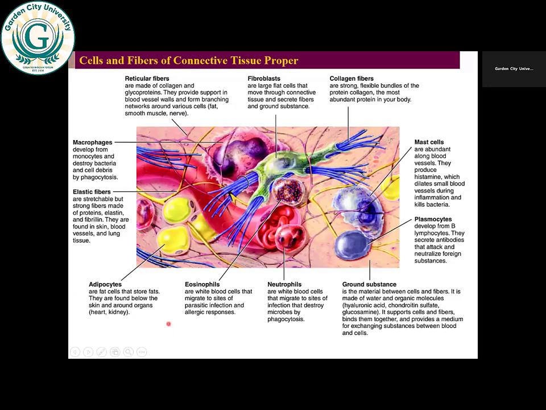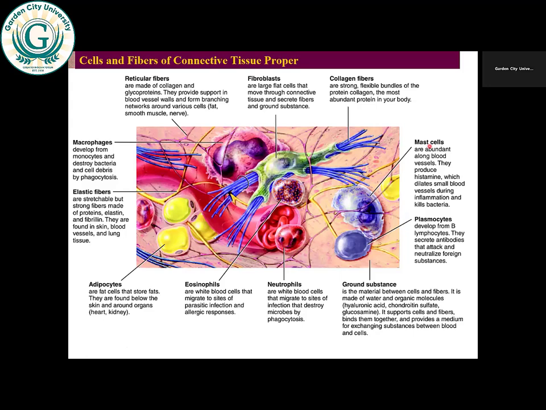Now, let me use a schematic diagram to represent what we are looking at. Imagine this to be the connective tissue. Within the connective tissue, there are cells. You are seeing some of the cells that you find in connective tissue. They are adipocytes, eosinophils, neutrophils, and plasmocytes. Of course, plasmocytes are from B lymphocytes; they produce antibodies. We have mast cells.